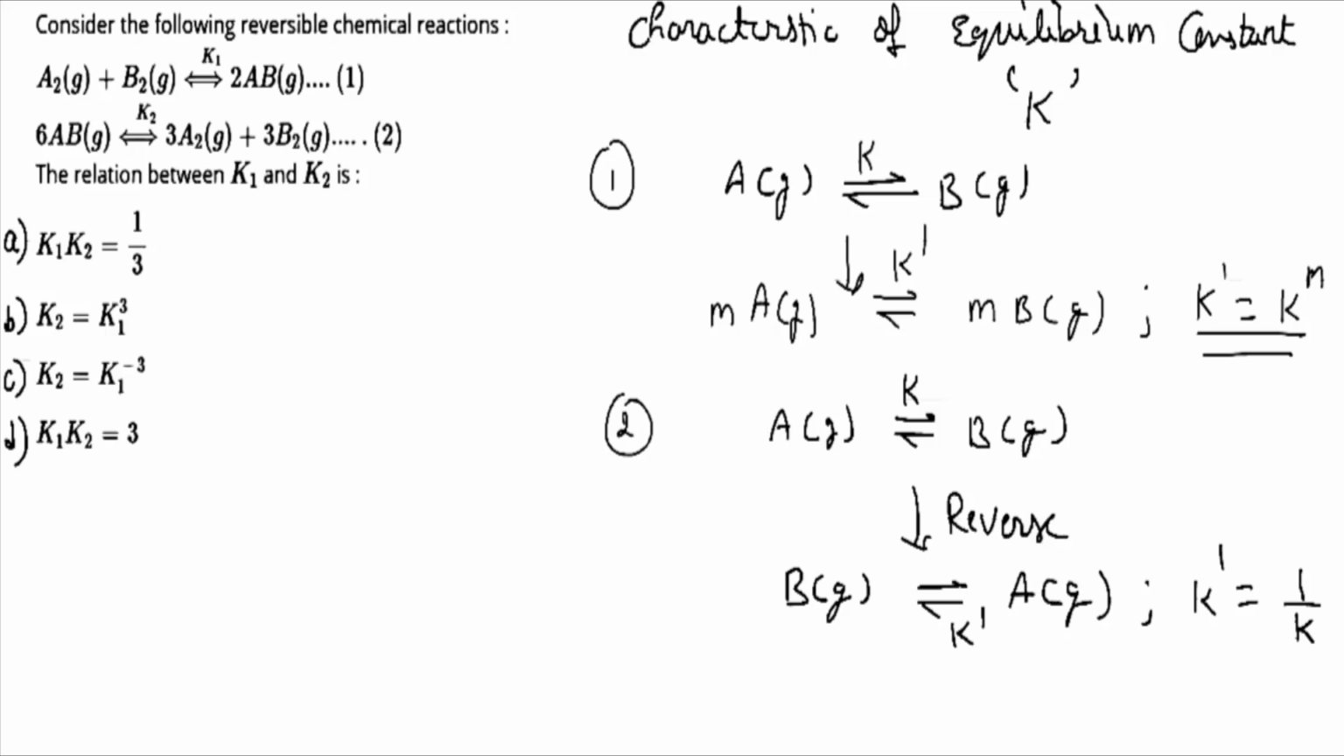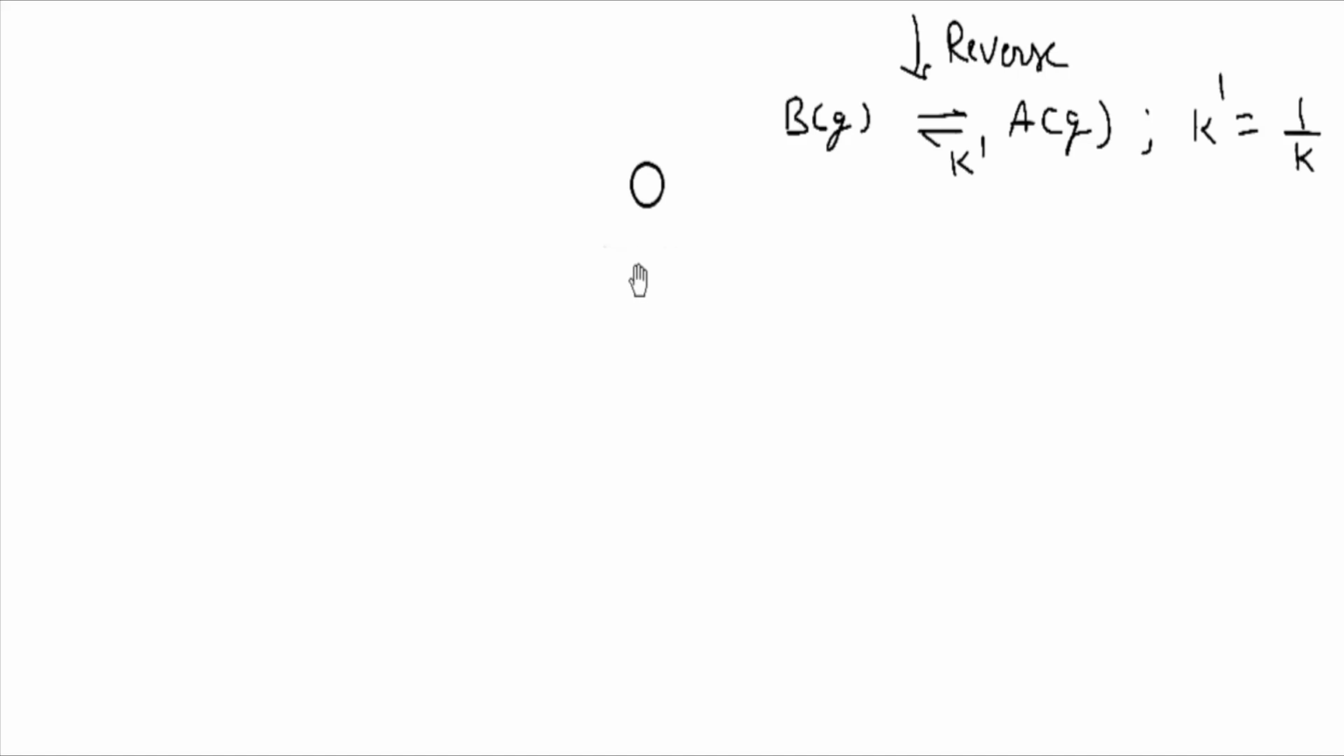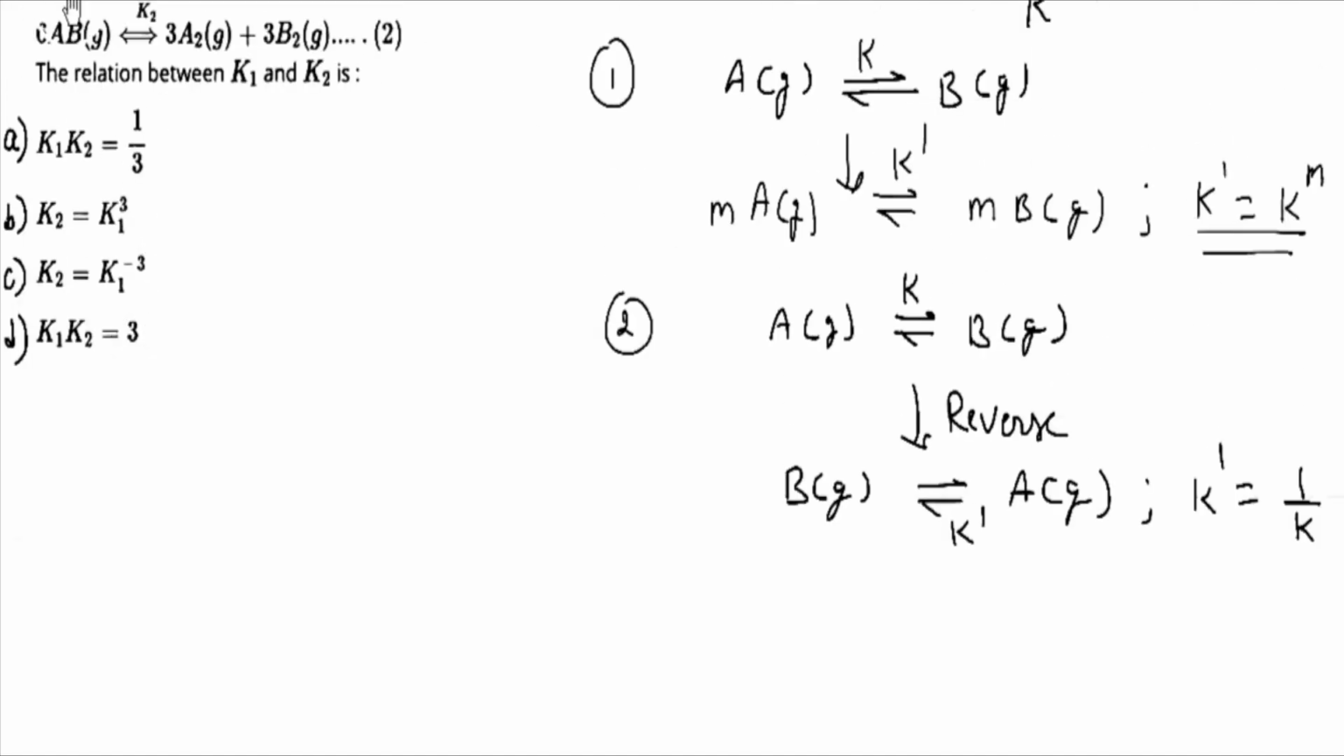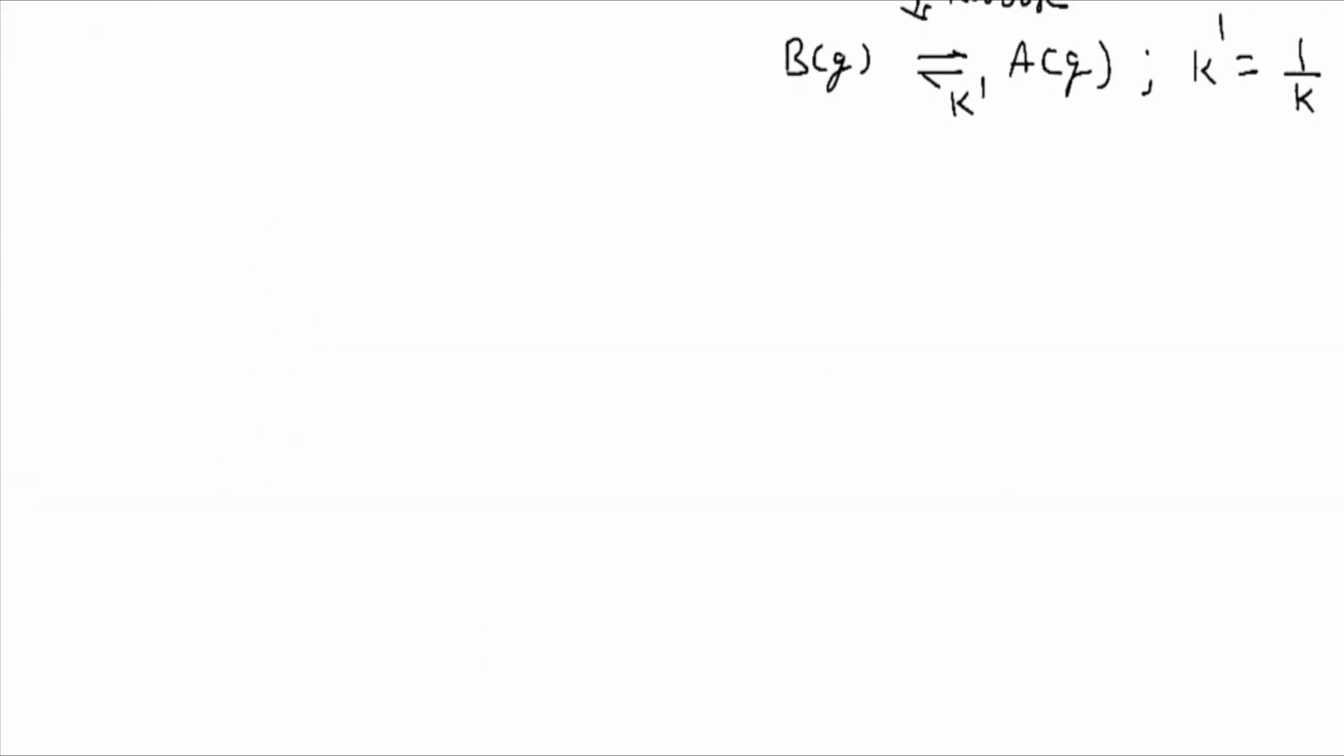So let's try to solve this question now. Now we have been given two reactions. The first reaction is A2 gas plus B2 gas, in equilibrium with 2AB. For this reaction, the equilibrium constant is K1.